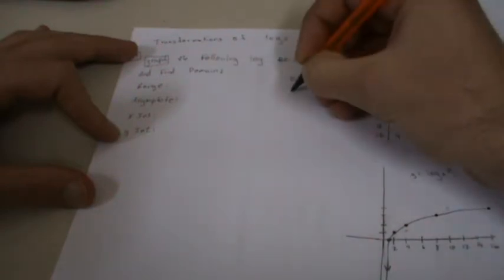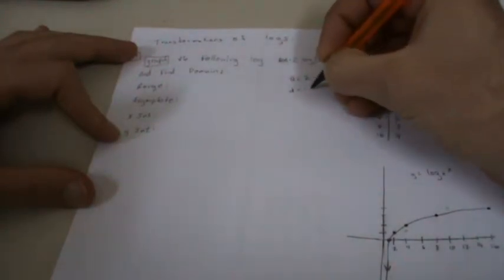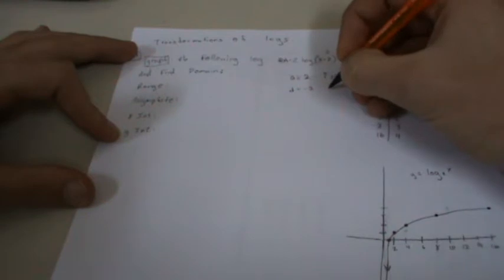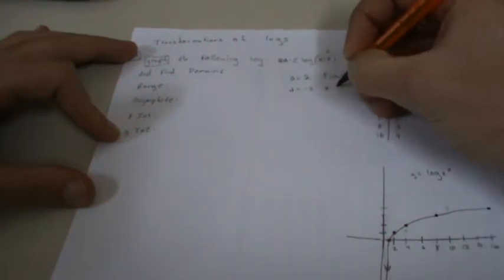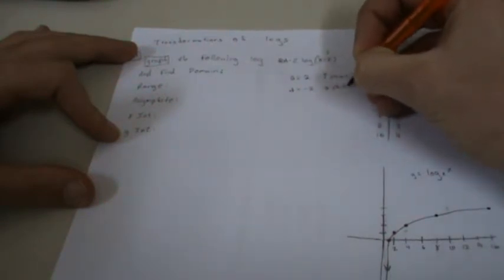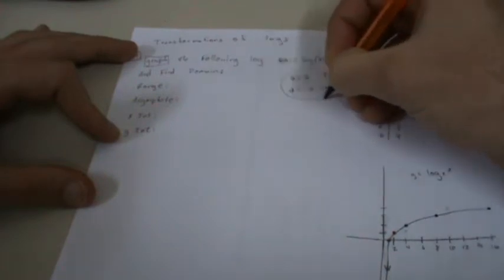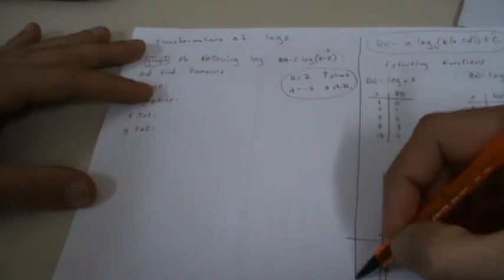And then I would notice that my a value is 2, so that means I'm going to have to stretch it up by 2, and I would notice that my d value is negative 2, and therefore I must shift that way. Okay? So I need to do a stretch and a shift here.